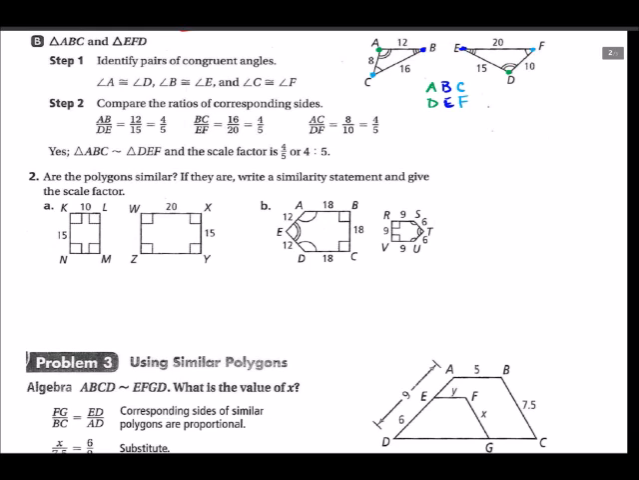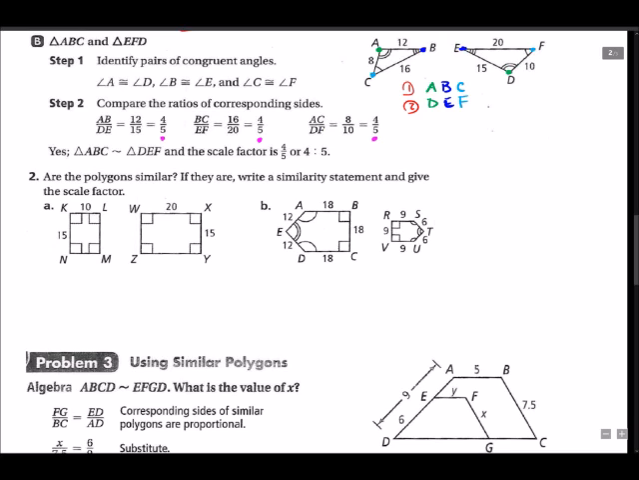So we're going to use this. Here's figure 1, here's figure 2. And I'm going to do A to B compares to D to E. So what are my measurements? 12 to 15. I get a 4 to 5 ratio. Then I'm going to go B to C compares to E to F. It's 16 to 20, which reduces to a 4 to 5 ratio. And A to C is the same as D to F, and 8 to 10, which is a 4 to 5 ratio. Look at all of these.